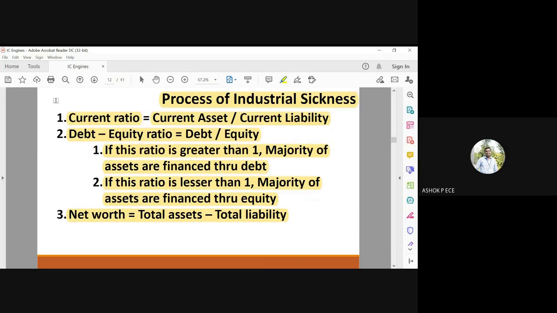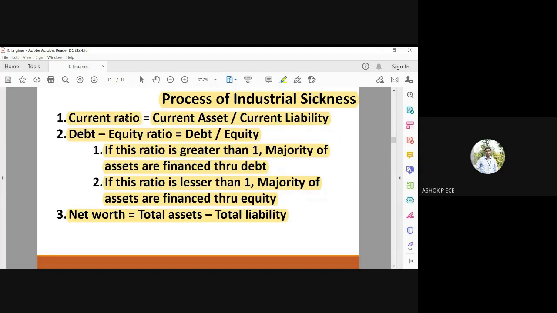So the three factors by which you can mathematically say whether industrial sickness has entered your enterprise or not are based on current ratio, which is current asset by current liability, debt equity ratio given by debt by equity, and last one net worth given by total assets minus total liability. And you should clearly know what is the significance and what numerical values these three things should possess.